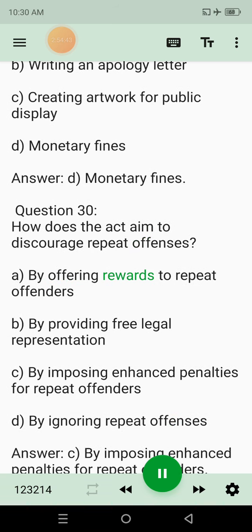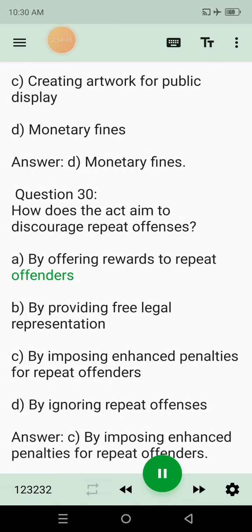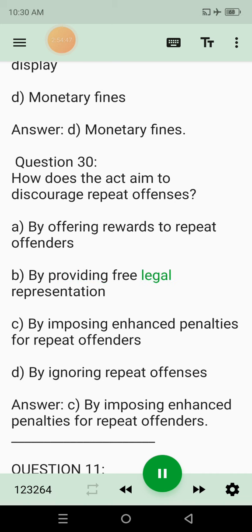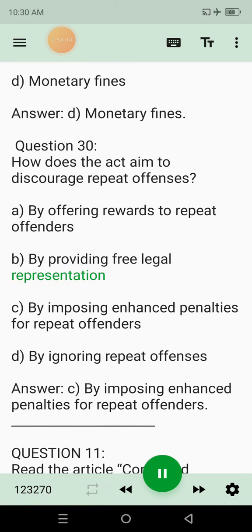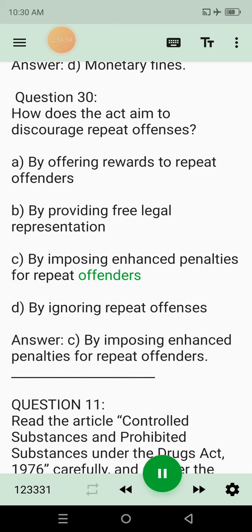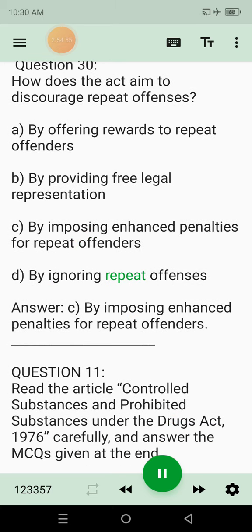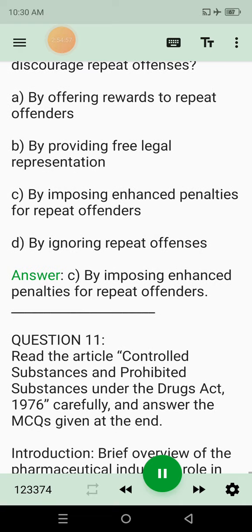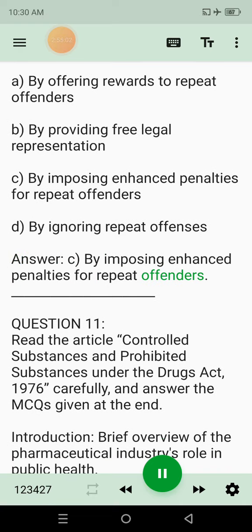A. By offering rewards to repeat offenders. B. By providing free legal representation. C. By imposing enhanced penalties for repeat offenders. D. By ignoring repeat offenses. Answer: C. By imposing enhanced penalties for repeat offenders.